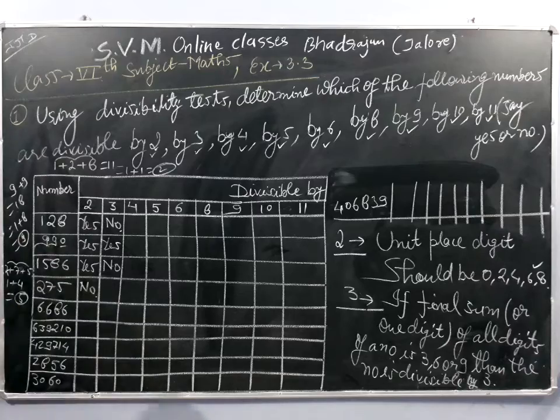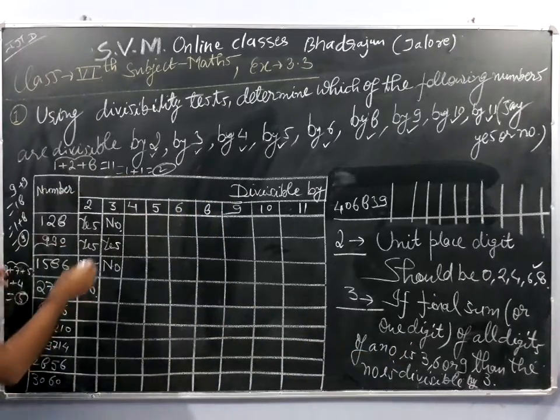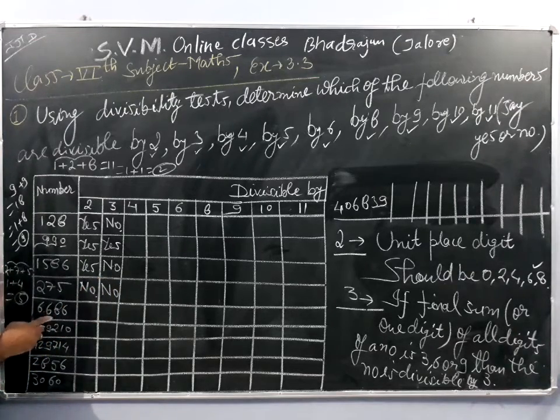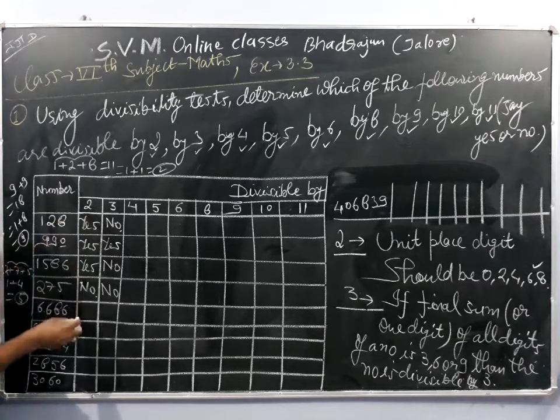This sum is not equal to 3, 6, or 9. Hence the number is not divisible by 3. So our response is no. Let us move to our next number, 6686. Here we are seeing our unit place digit is 6, hence the number is divisible by 2. Yes, and let us move towards 3.